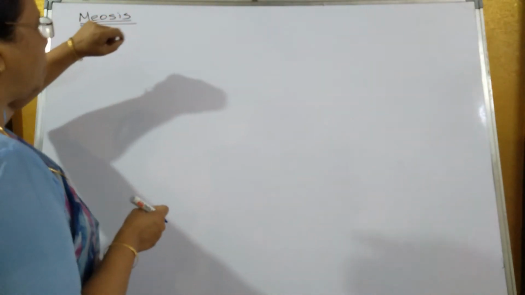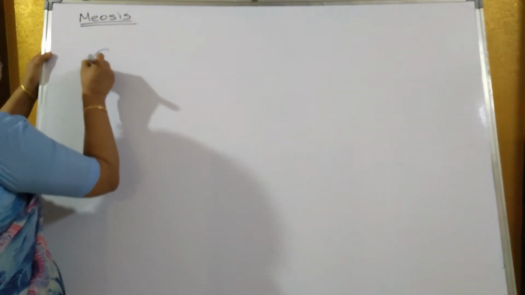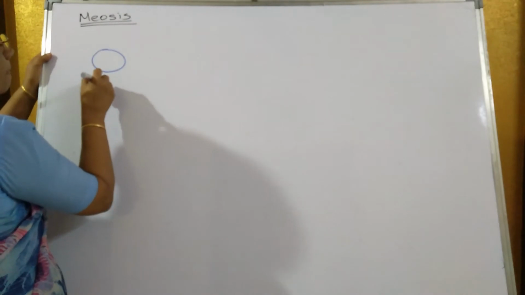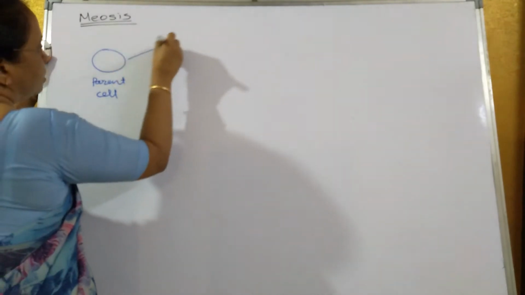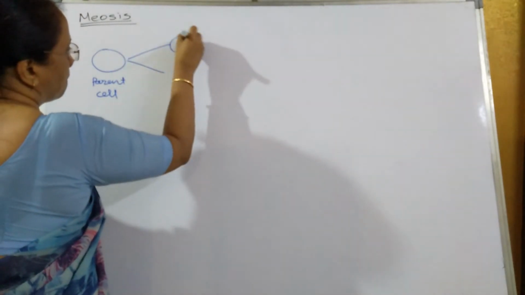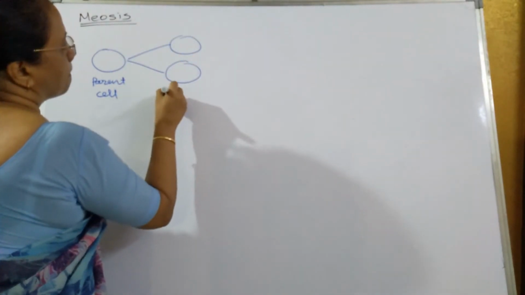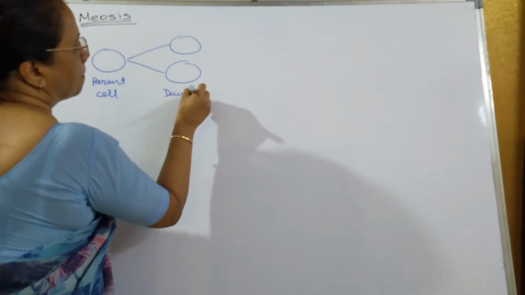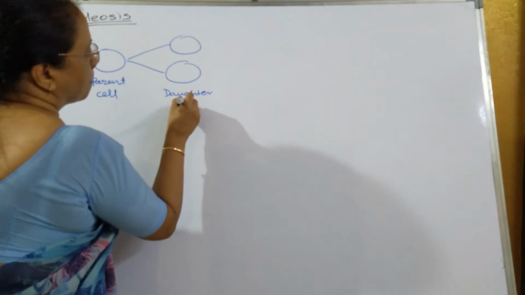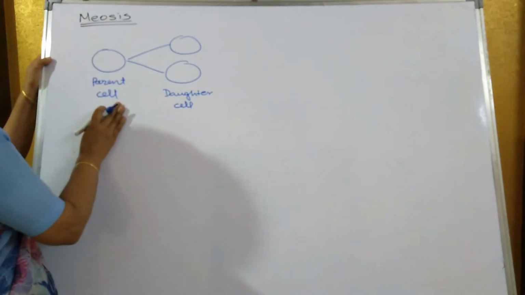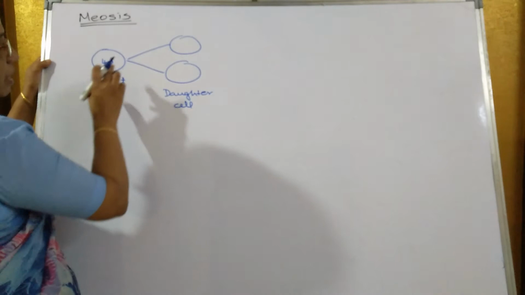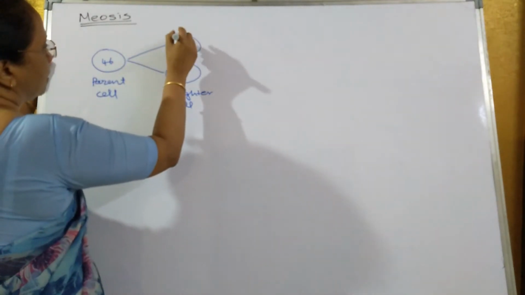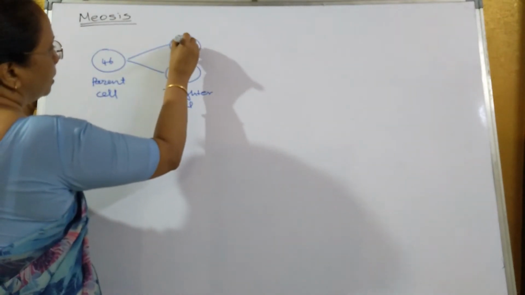Now in meiosis there are two processes, meiosis-I and meiosis-II. So supposing this is a parent cell, it divides into two daughter cells. In the parent cell, supposing it's a human cell, there are 46 chromosomes. When it divides into two daughter cells, there are 23 chromosomes.